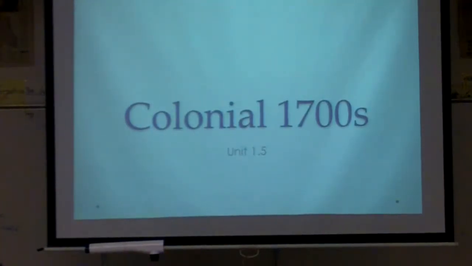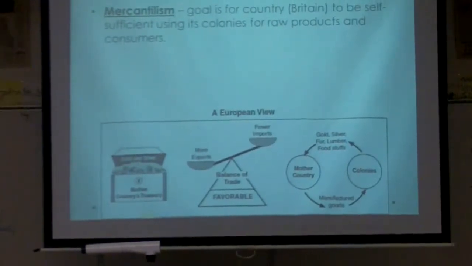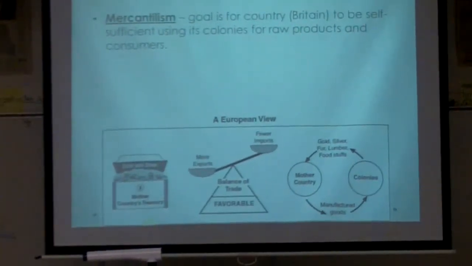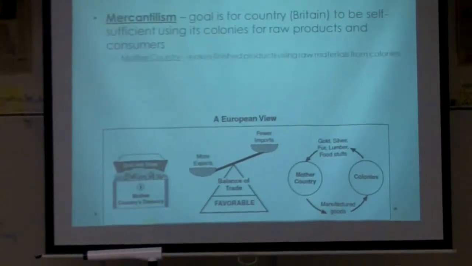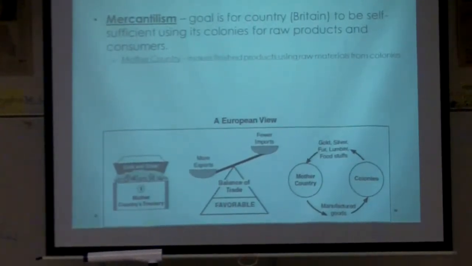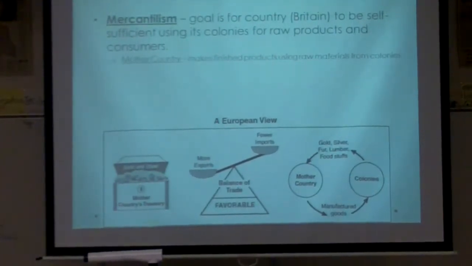This has a hodgepodge of things, but the very first thing is mercantilism, which some of you went into if you were in AP World History. But the main goal is for the mother country to take the raw products from the colonies and make finished products. You want the value of your exports to be greater than the value of your imports.